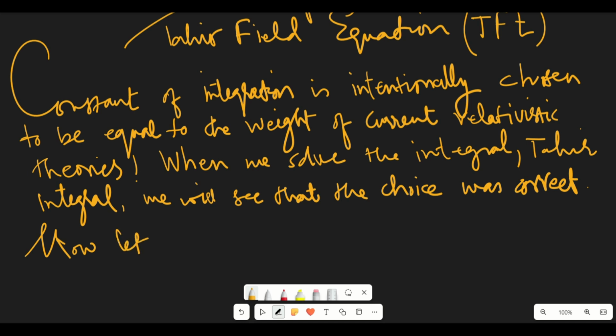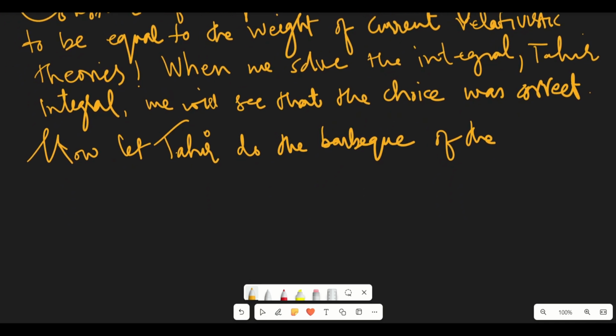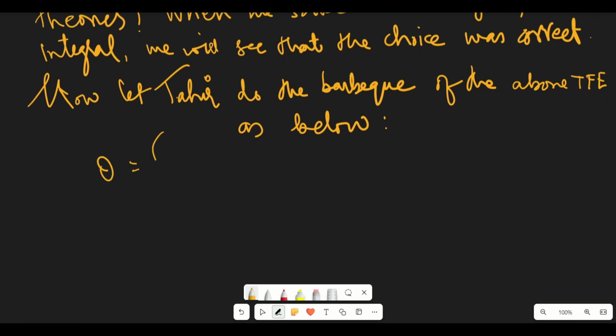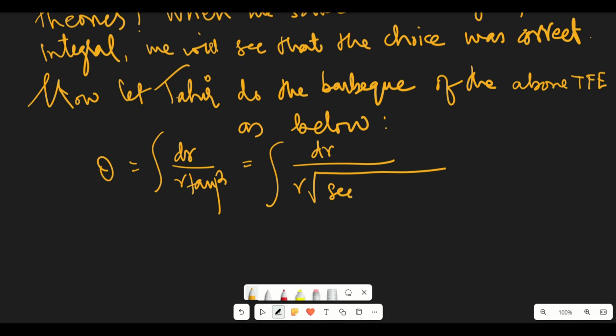Now let Tahir do the barbecue of the above Tahir field equation as below. Theta is equal to integral of dr over r tan beta, which is further equal to integral of dr over r times secant square beta minus 1.